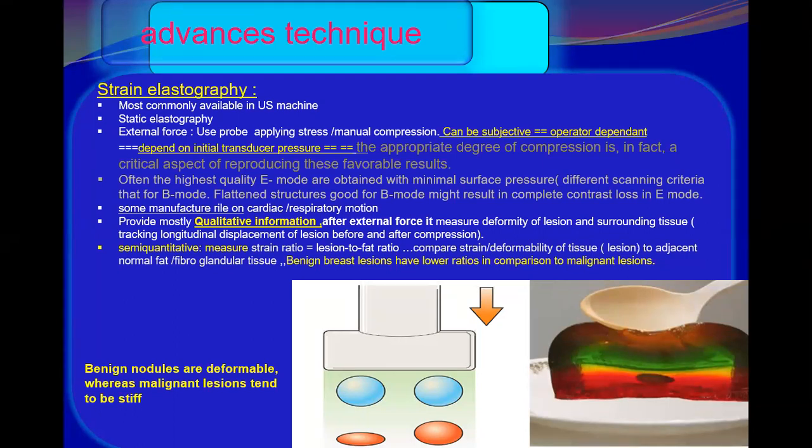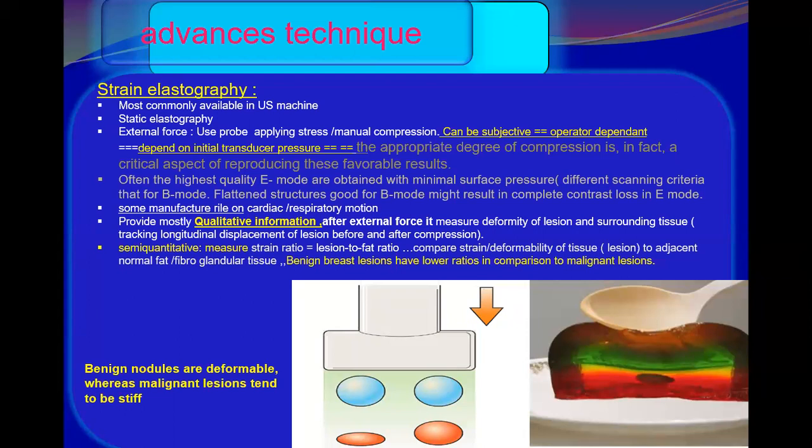And generally strain elastography gives qualitative information. Okay, in general, it measures the deformability of a lesion, estimating the stiffness of the lesion, either in black and white or in a color-coded image. But there is one method of measuring the ratio of the lesion's stiffness to the stiffness of the adjacent normal fibroglandular parenchyma, giving a ratio they call strain ratio. And in this case, it will be a semi-quantitative method.